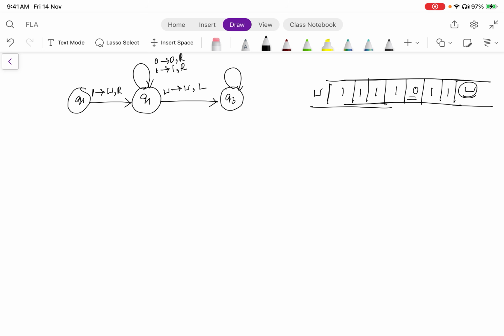Q3. You have replaced this with blank, and moving one step left. You replace 1 with 1, keep moving left. 0 with 0, keep moving left. You perform this until you find a blank space. Keep moving. You replace this with blank space, replace this with a blank space, and keep moving left. Then you replace this with blank, replace this with blank. Everything is now replaced.